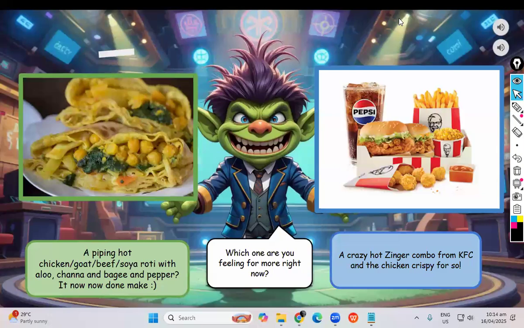So for everyone who chose the Zinger, the KFC combo, put 10 points. You're going to keep track of points. For the people who chose the roti, 0 points. If I track it, it will make the class go a little bit faster. KFC people, 10 points. Let's go.